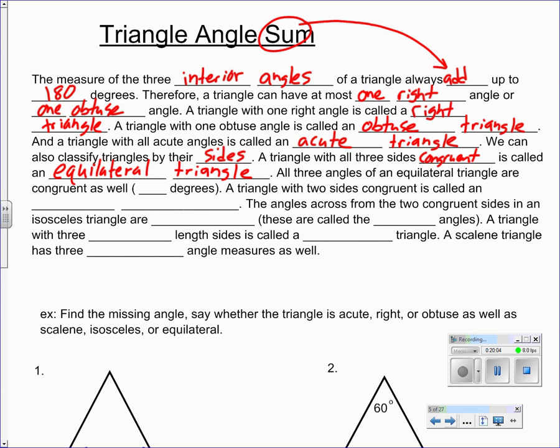All three angles in the equilateral triangle are also going to be congruent, right? And they're going to be 60 degrees, right? The way we get that is we take our 180-degree angle sum, divide it into three equal angles, and that gives us 60 degrees.